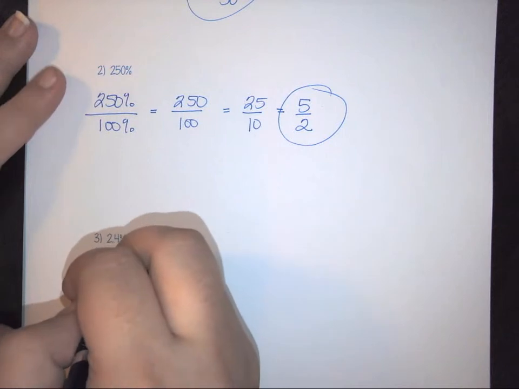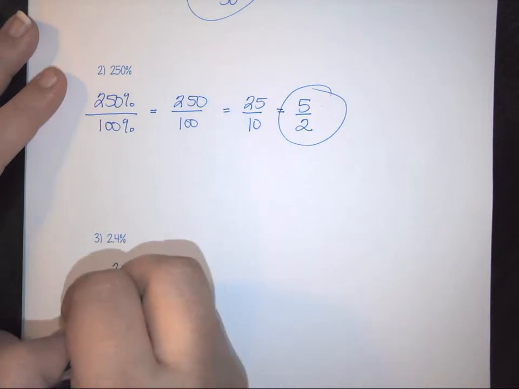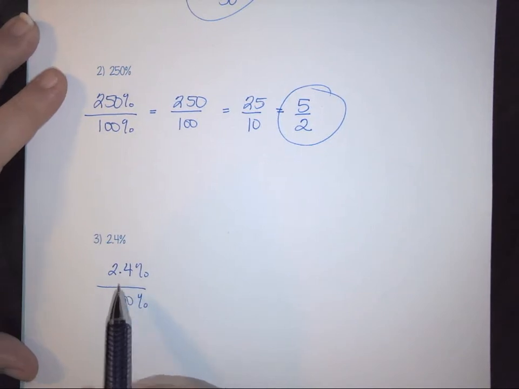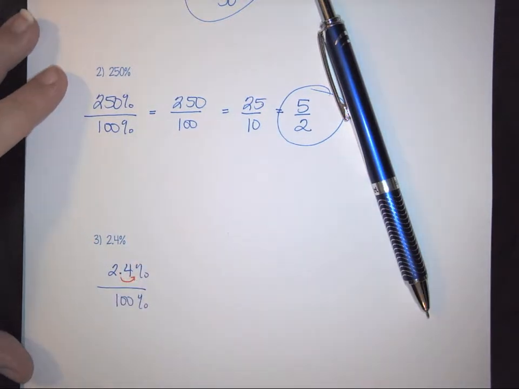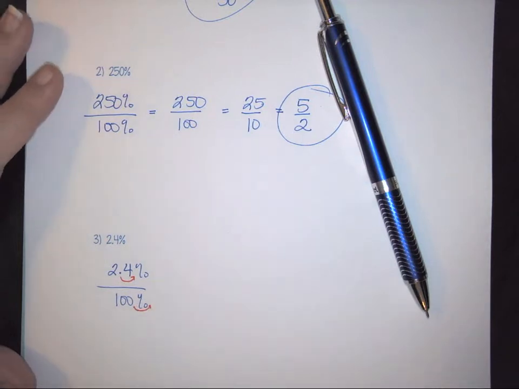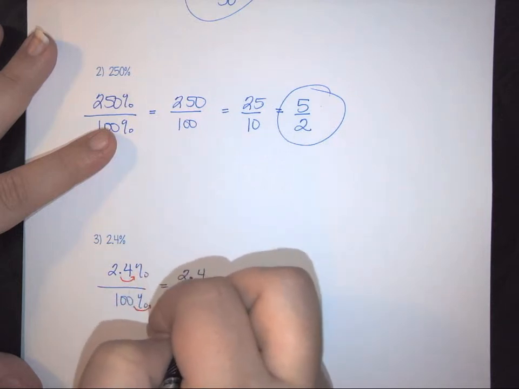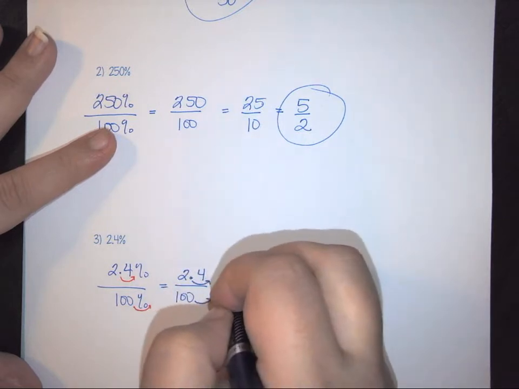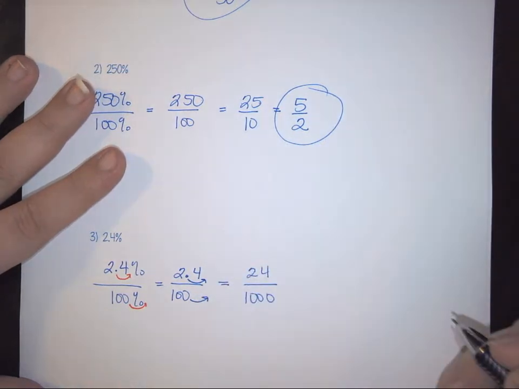Last, we have 2.4% over 100%. Now, because this is a decimal, one of the things that we have to do is move the decimal to make it a whole number. Well, if you move it on the top, then you have to move it on the bottom as well. So this is 2.4 over 100. We have to move that decimal over, both top and bottom, so we're essentially shifting one. So this becomes 24 over 1,000.